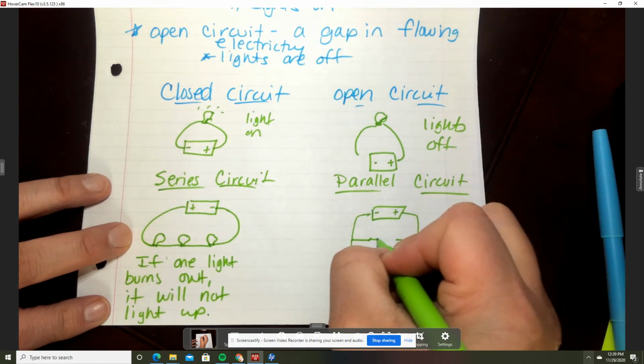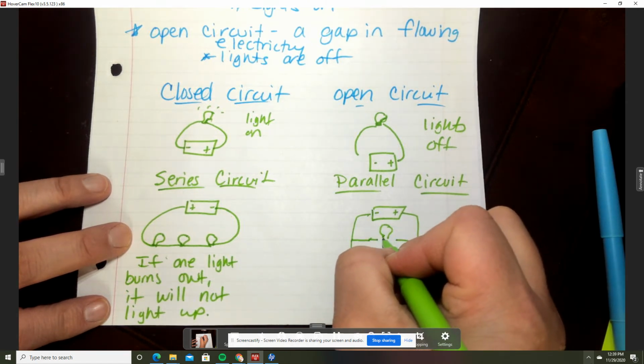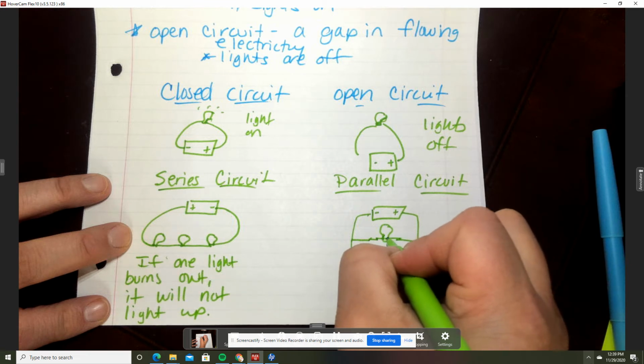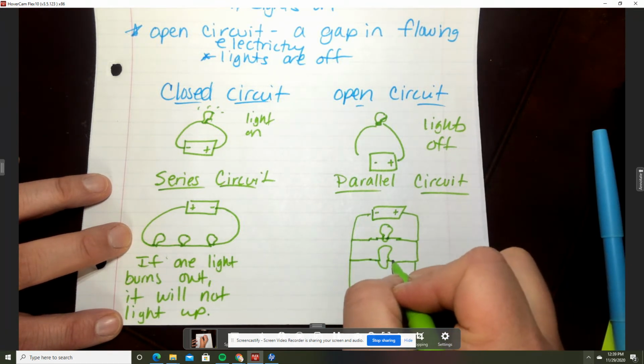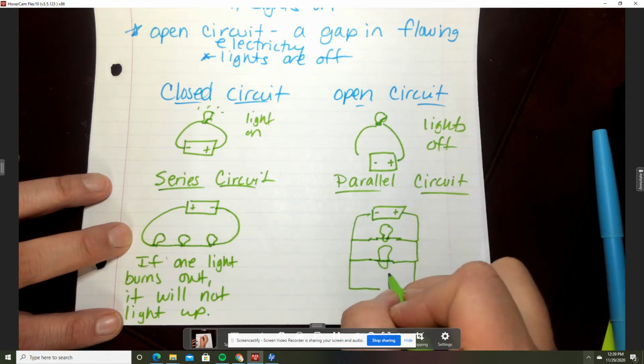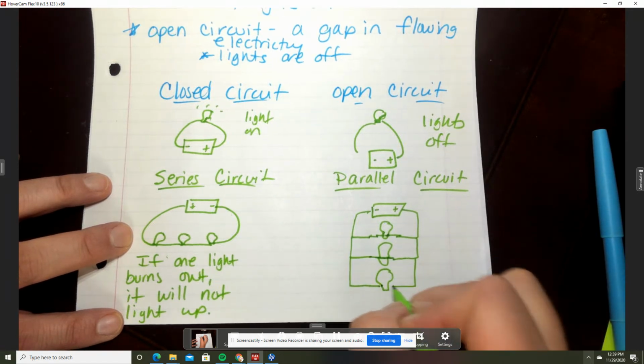Okay, so I'm just going to draw. That is awful. I don't know why I can't draw a light bulb. I've been doing these notes for years.